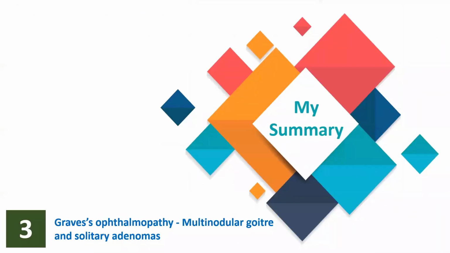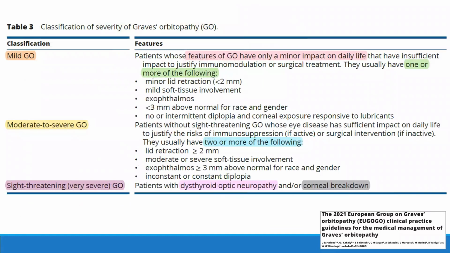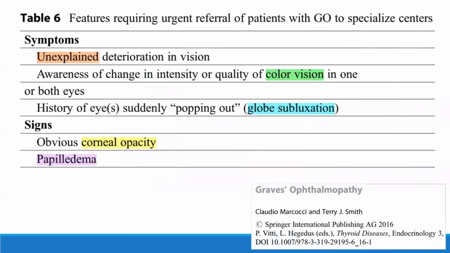So I will go to my summary. This is the most important slide today: the clinical activity score. We should know these items and classify our patient as active or inactive. If the CAS score is less than 3, this is inactive, and active if the clinical activity score is 3 or more. And another one to classify our patient according to severity: mild Graves' orbitopathy, moderate to severe, or sight-threatening, or very severe Graves' orbitopathy. This table is very important. And when to urgently refer your patient to an ophthalmologist, if there are some symptoms or signs, this is very important.